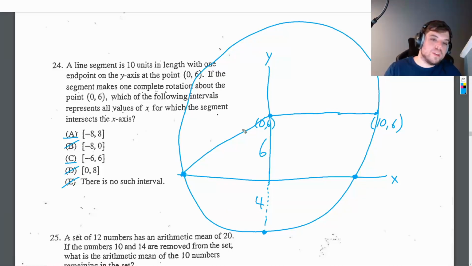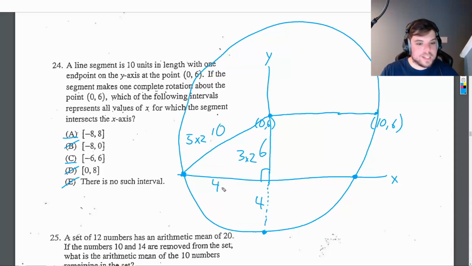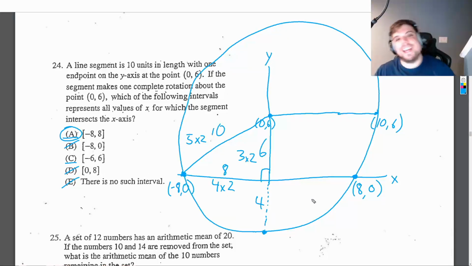Okay, so we know this line right here. This line is the radius of the circle, and the radius of the circle is 10. So that means that we have a right triangle here with one leg of 6 and with the hypotenuse of 10. You should immediately notice, I really hope you notice this. 6 is 3 times 2. 10 is 5 times 2. We know about 3, 4, 5 right triangles, so this one has to be 4 times 2. This one has to be 8. So this length is 8. So that means this point is -8, 0. And this point symmetrically is 8, 0, making our answer the interval -8 to 8 inclusive.